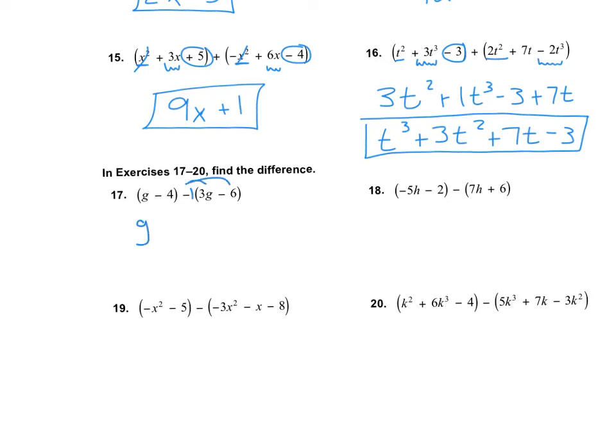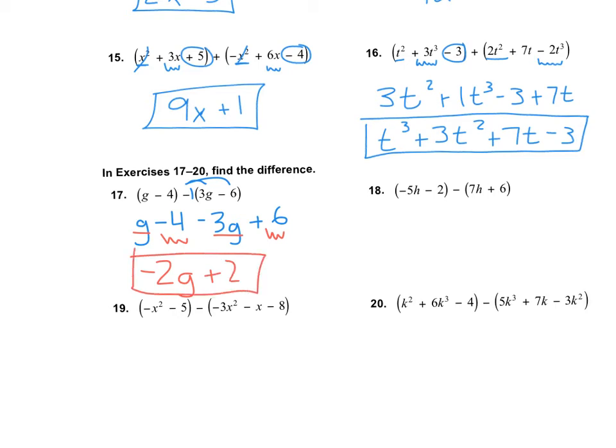So this g minus 4 up front is going to hang tight and stay put. Negative 1 times 3g is minus 3g, and negative 1 times negative 6 is plus 6. After and only after we distribute that negative 1 in, now I can go back through and combine like terms. So a single g minus 3 more g's is negative 2g, and then negative 4 and positive 6 is plus 2. And there's my final answer. So go ahead and pause the video and do the other 3, and then you can unpause the video when you are ready for my answers.